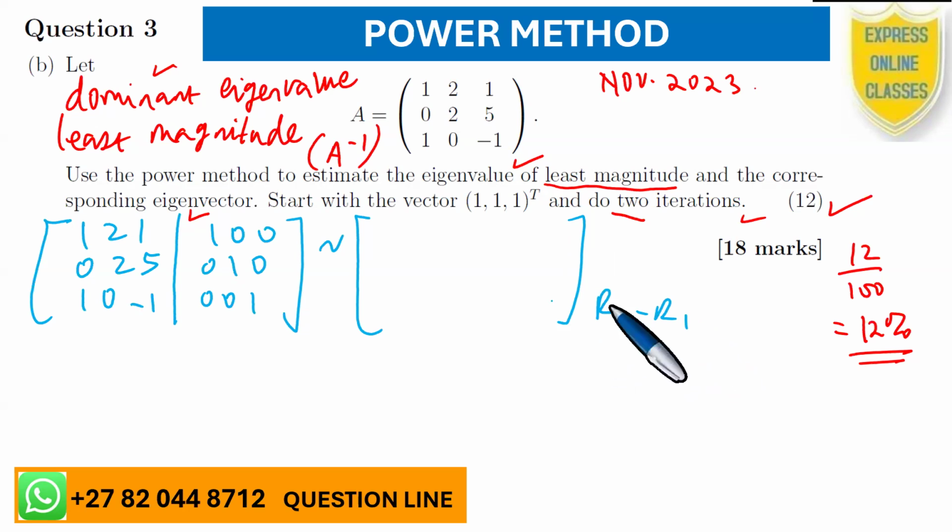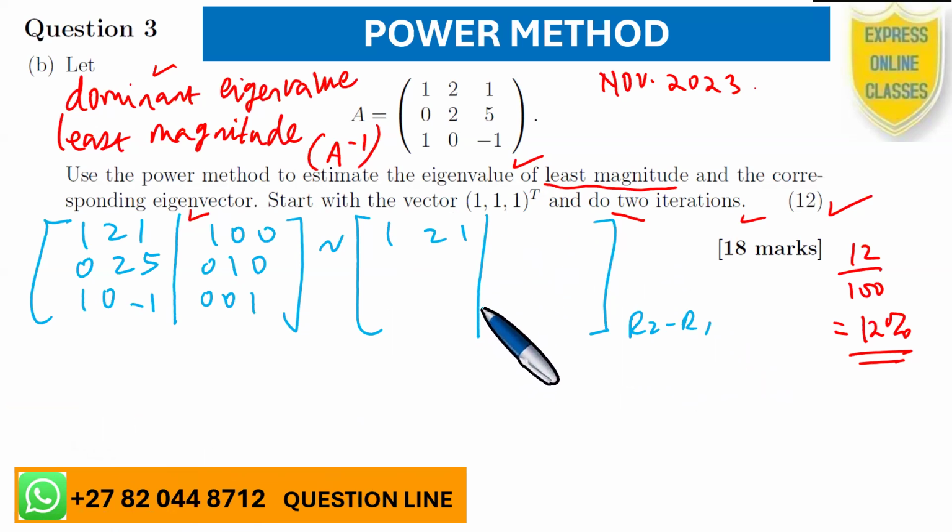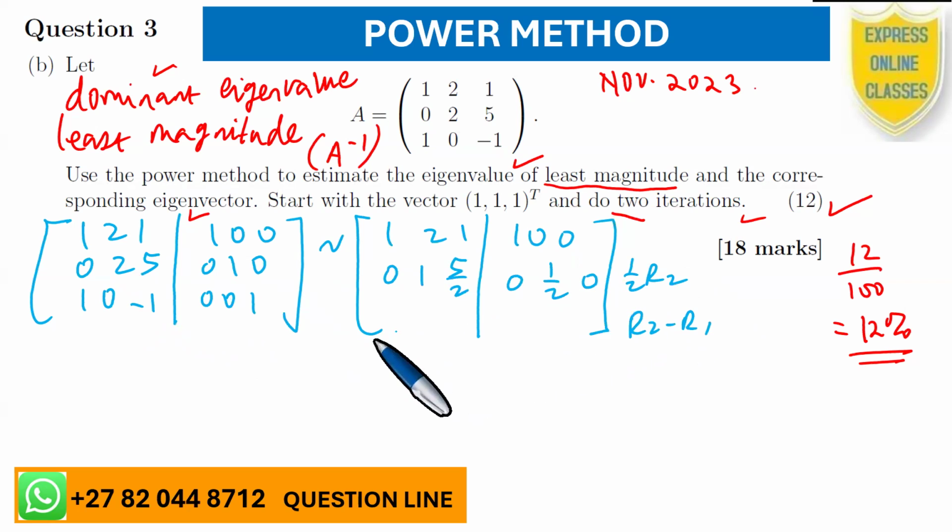So row 2 minus row 1, 1, 2, 1. Right, so row 2 minus row 1. So you have 1, 0, 0. Okay, now we need a 1 here. So to get the 1 there, you can just take 1 half row 2. And then we have 5 out of 2, 0, 1 half, 0.